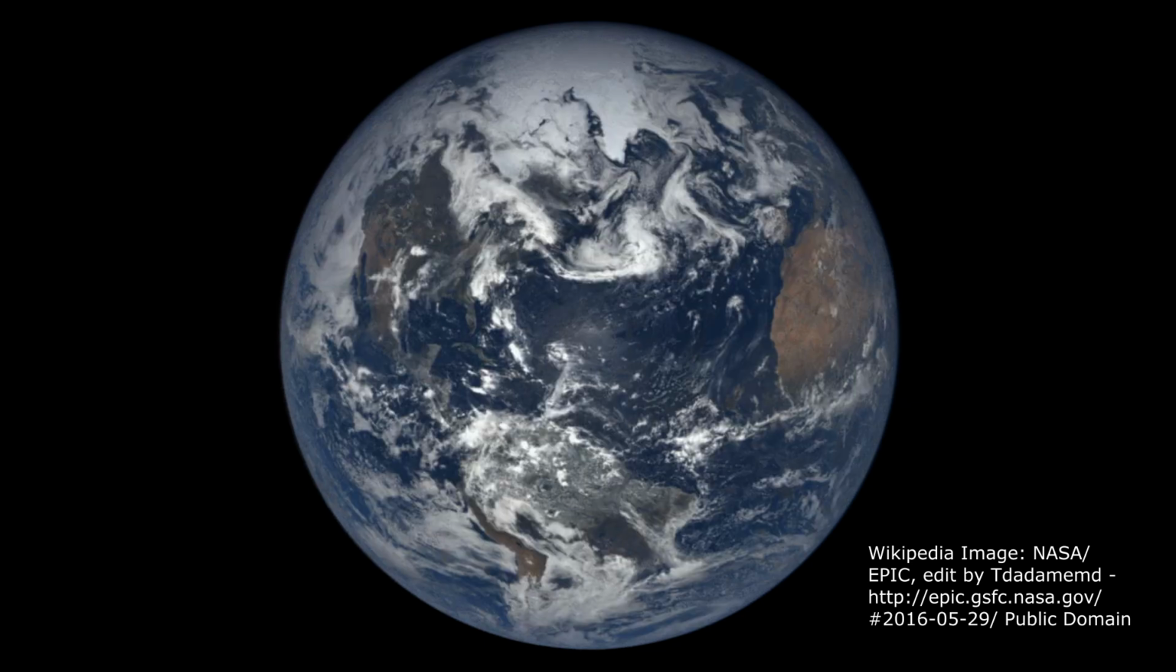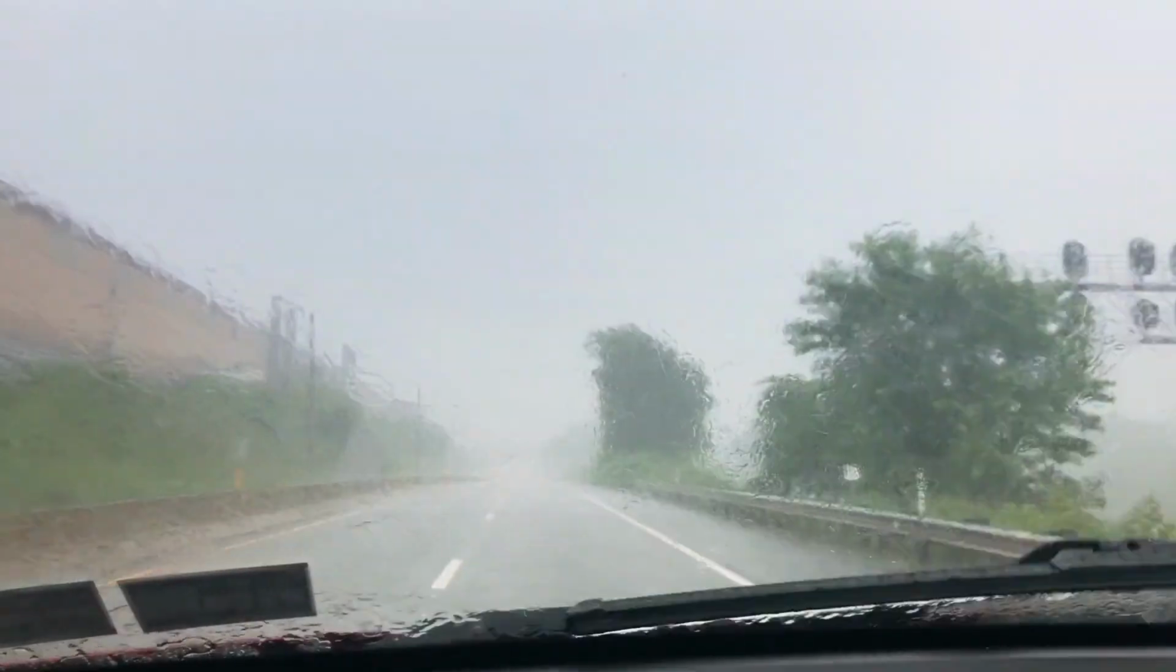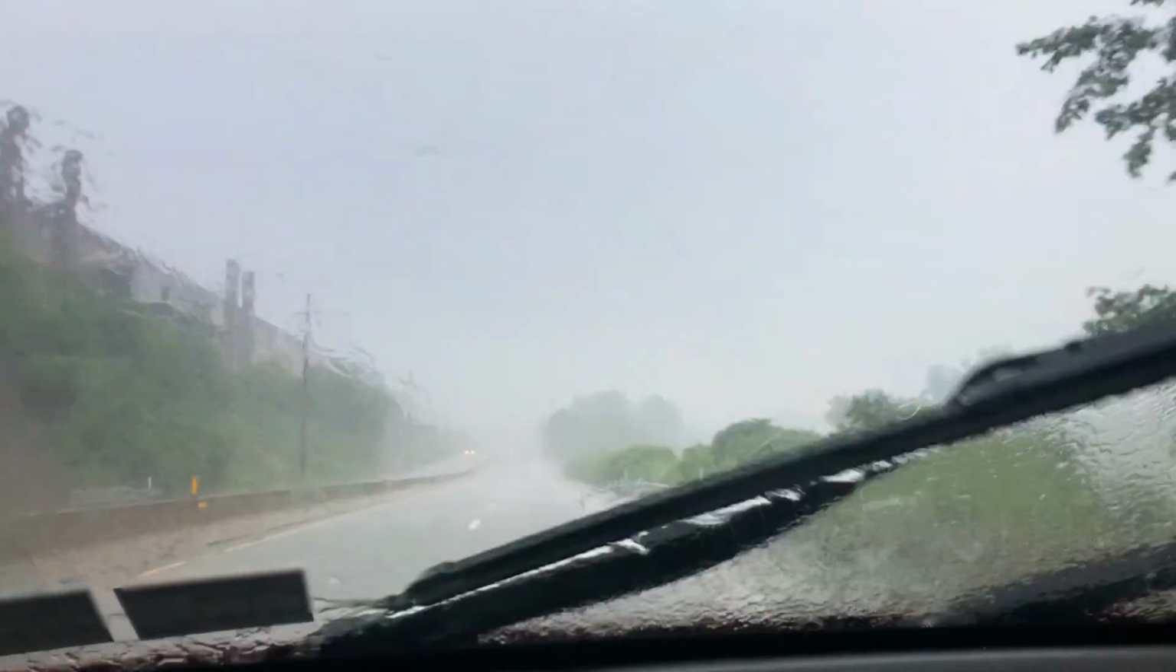Air is twisted to the right of its direction of motion in the northern hemisphere and to the left in the southern hemisphere. This is called the Coriolis force. Great wind spirals are produced, which we know of as high and low pressure systems.